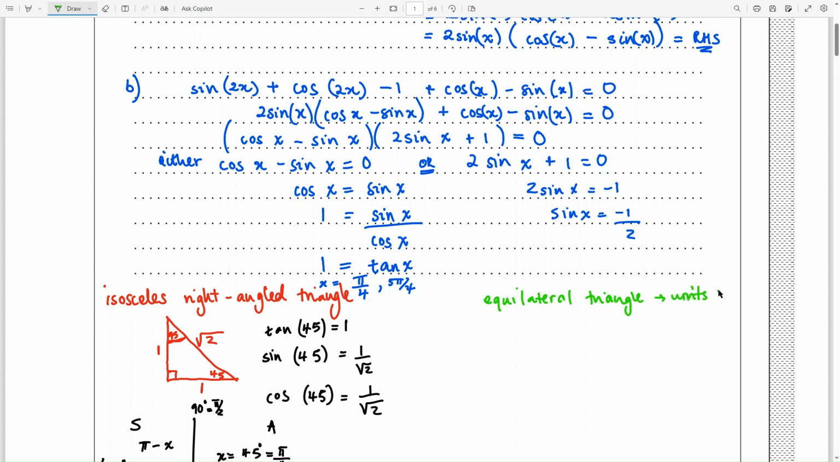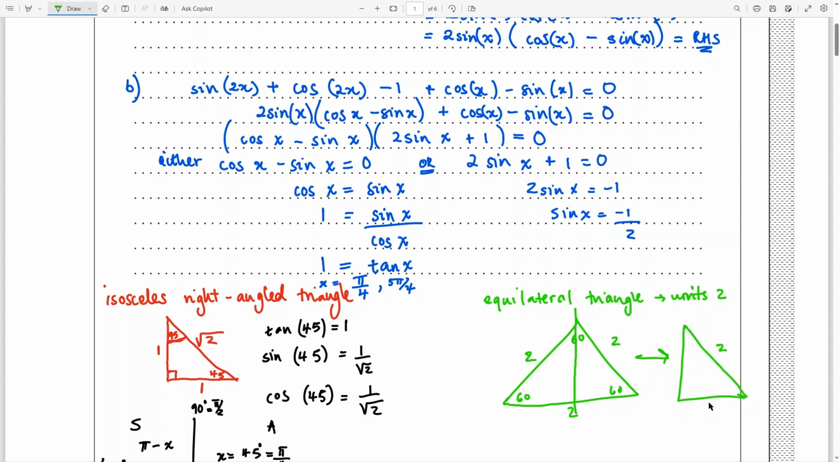The units should be 2. So it would look like this. All the angles are equal because it's equilateral, and all the sides are equal to 2. And then you halve that equilateral triangle. That will give you a right-angle triangle.